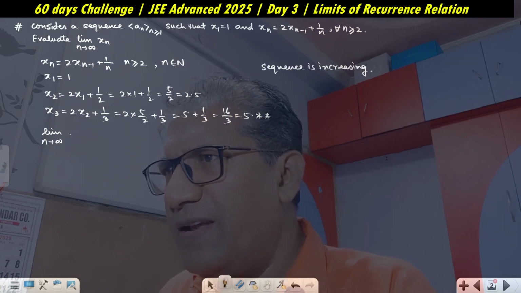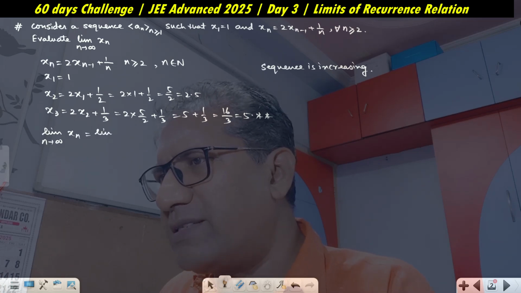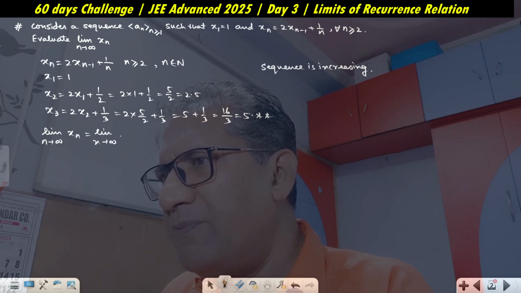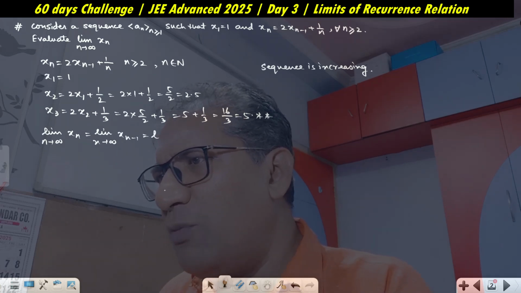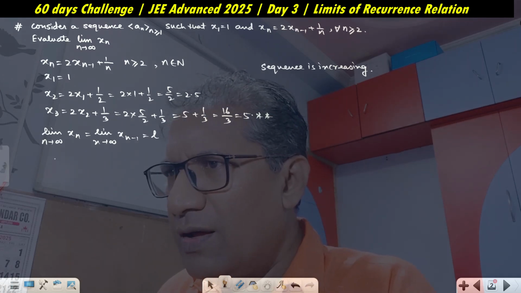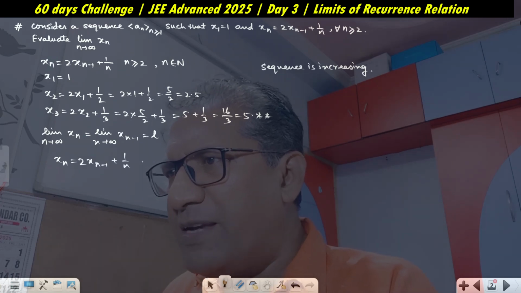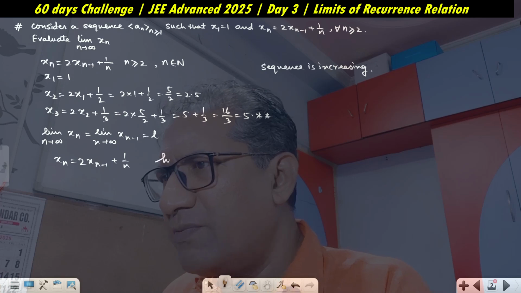As n tends to infinity, xn, which is the same as the limit of x(n-1), let us assume this value is L. So we have been given the recurrence relation like this. Let me take the limit on both sides.